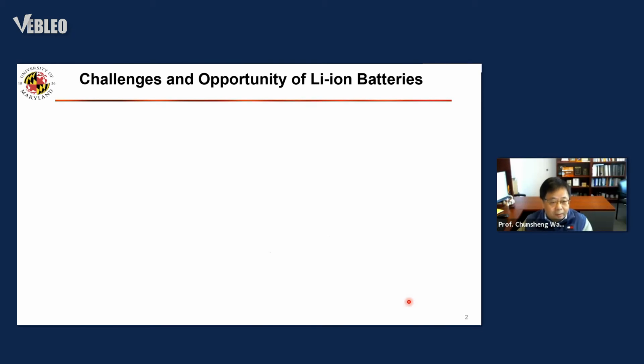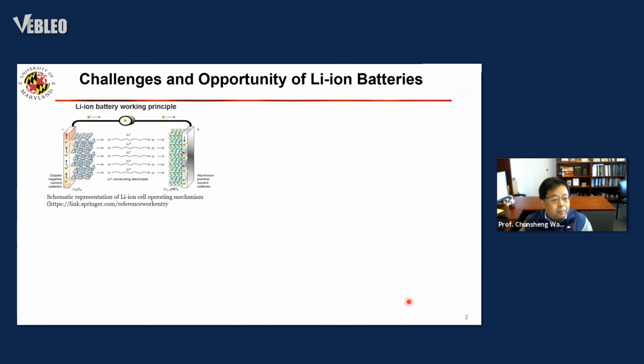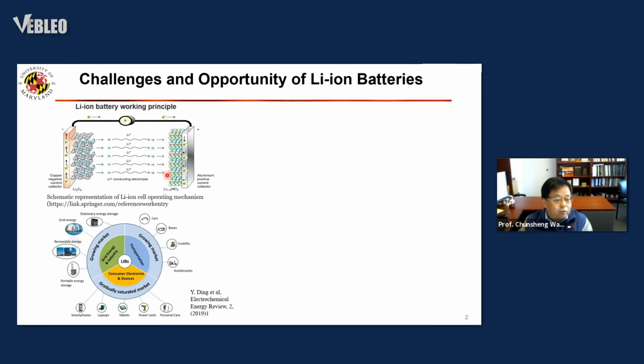Today I will talk about the electrolyte design for high energy lithium-ion batteries. First, a lithium-ion battery consists of an anode and a cathode. The anode is graphite, the cathode is normally a transition metal oxide. During discharge, the lithium shuttles between anode and cathode. Right now, lithium-ion batteries have been widely used in transportation, consumer electronics, and grid energy storage.